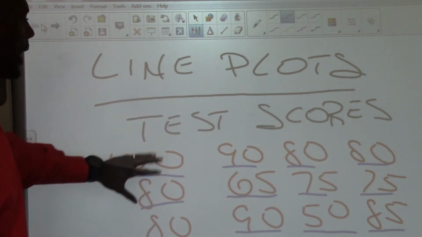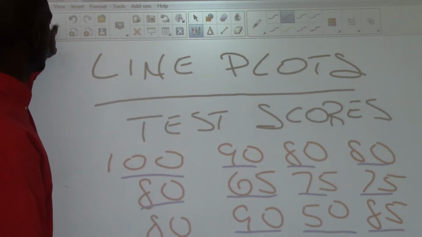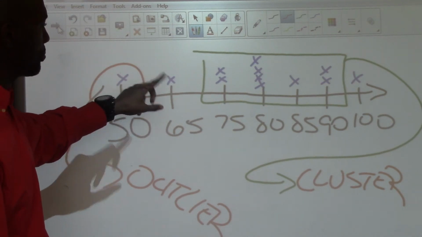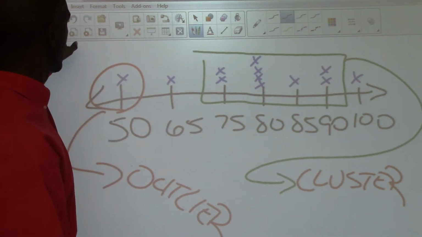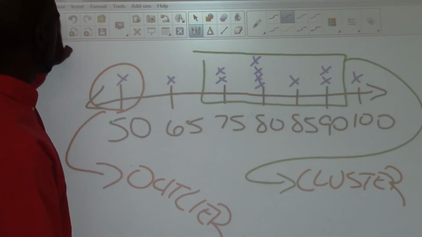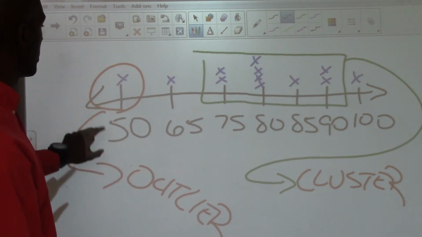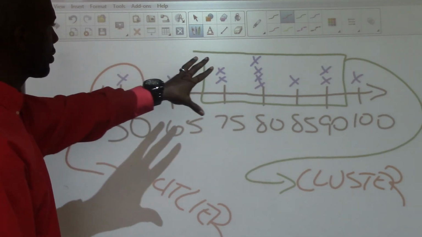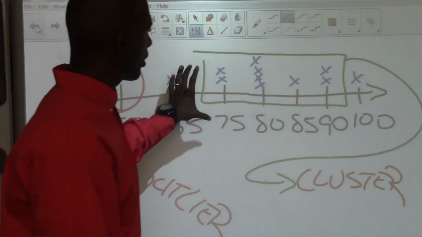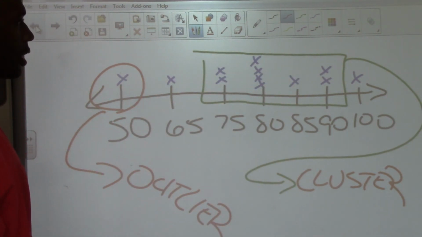So to create line plots, all we need is a set of data. Our data that we used was the test scores. We place an X above each one of the scores, or each specific type of data, and we can find the range as the difference of the smallest number and the largest number. The outlier is the number or piece of data that's farther away from the larger group of information. And that large group of data that we have here, we're going to call a cluster.